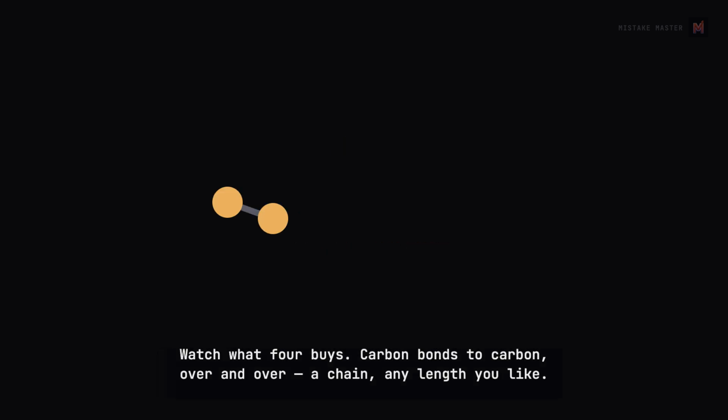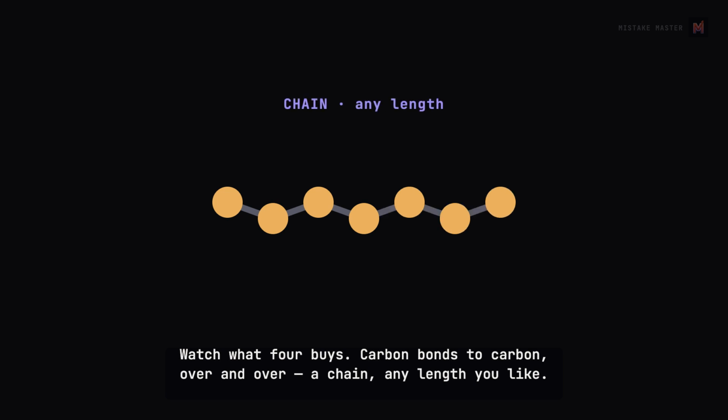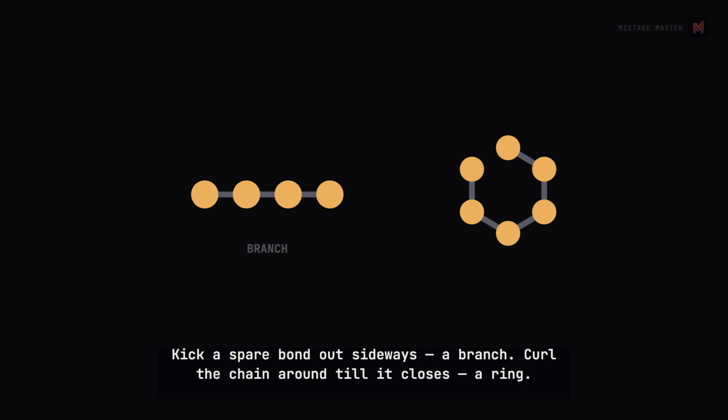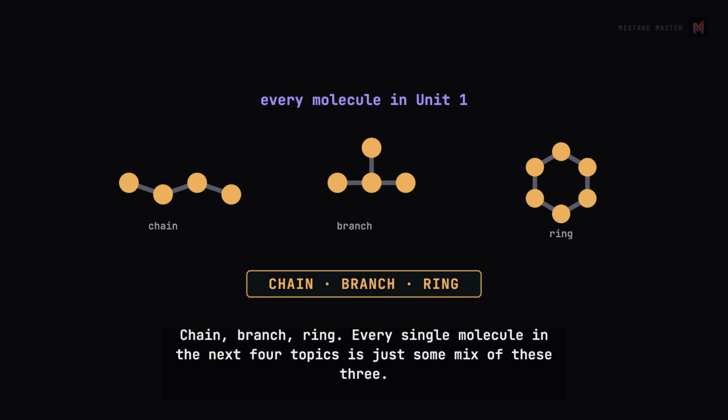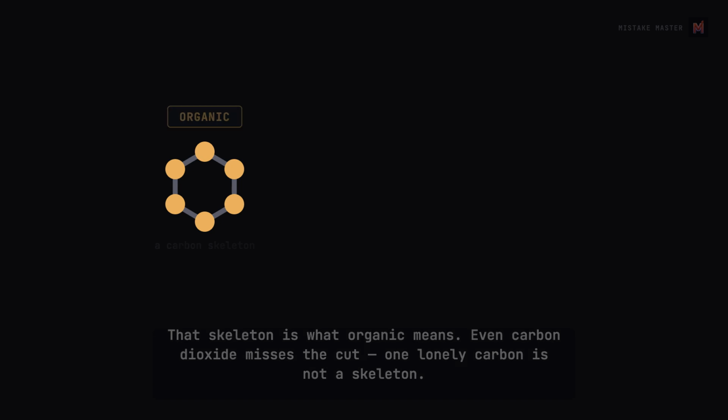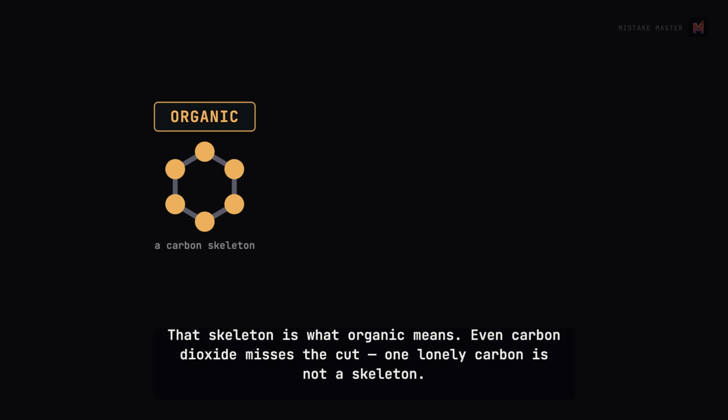Watch what 4 buys. Carbon bonds to carbon, over and over. A chain, any length you like. Kick a spare bond out sideways, a branch. Curl the chain around till it closes, a ring. Chain, branch, ring. Every single molecule in the next 4 topics is just some mix of these 3. That skeleton is what organic means.